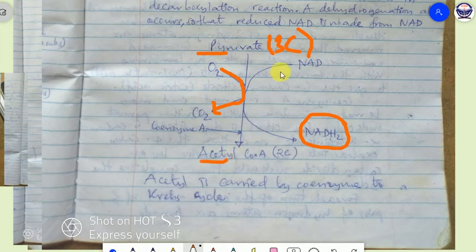Acetyl. So in this reaction also there is coenzyme A which enters from outside.